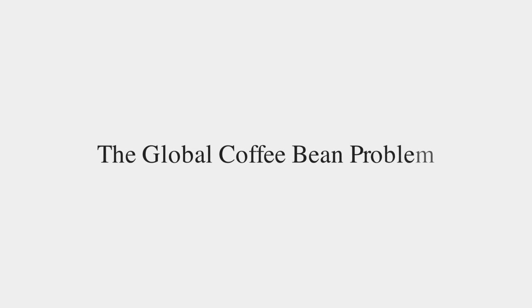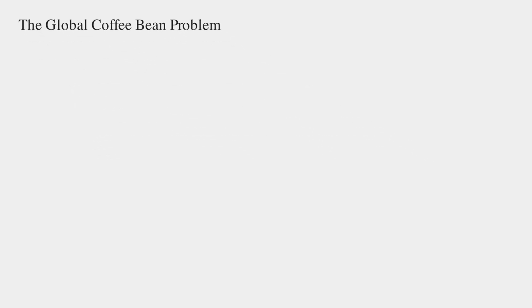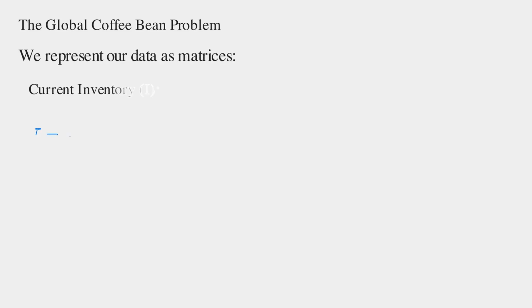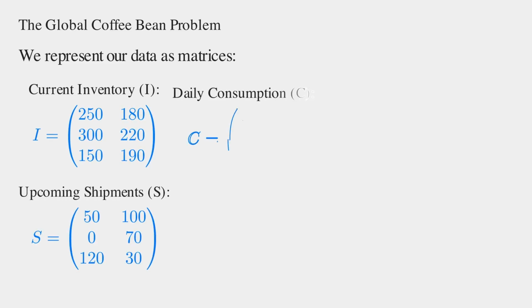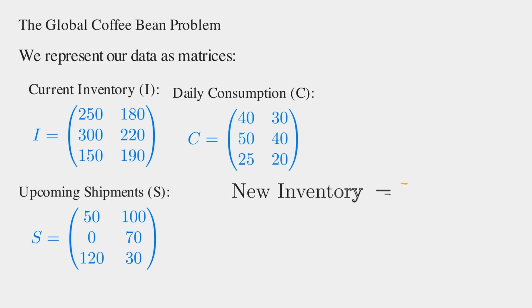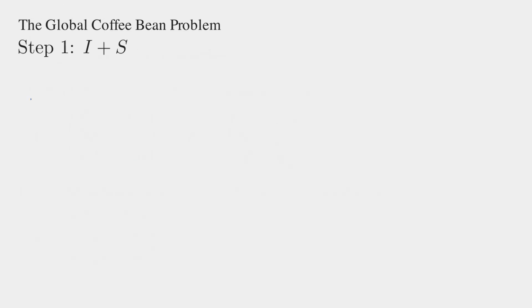Alright, now with our foundational understanding of matrices, let's solve the global coffee bean problem. We represent our data as matrices. Our current inventory, say matrix I, our upcoming shipments, matrix S, and our daily consumptions, matrix C. To find our projected new inventory, we simply add the shipments to our current inventory and then subtract the consumptions, all element by element, following matrix addition and subtraction rules, which we will cover in the next lesson.